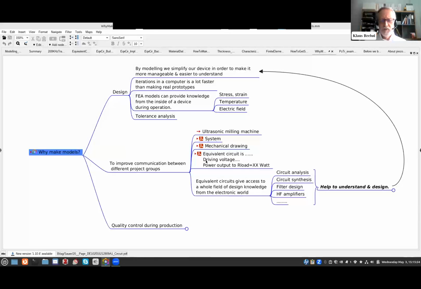So to communicate to the electronic engineers is a lot easier using equivalent circuits than using mechanical drawings. But the process goes both ways, because electronic people will normally know about circuit analysis and circuit synthesis and filter design and high frequency amplifiers. So they will be able to see things that may otherwise escape you when you just see the mechanical design. So it's something that works both ways, and you will have feedback that can help you to understand and change your design if necessary.